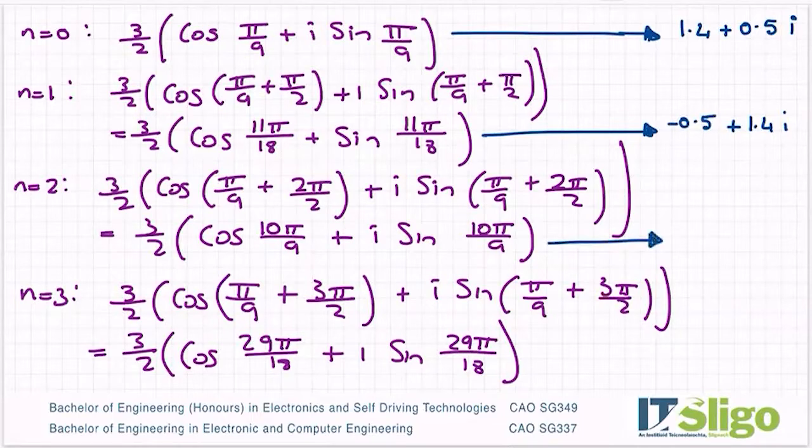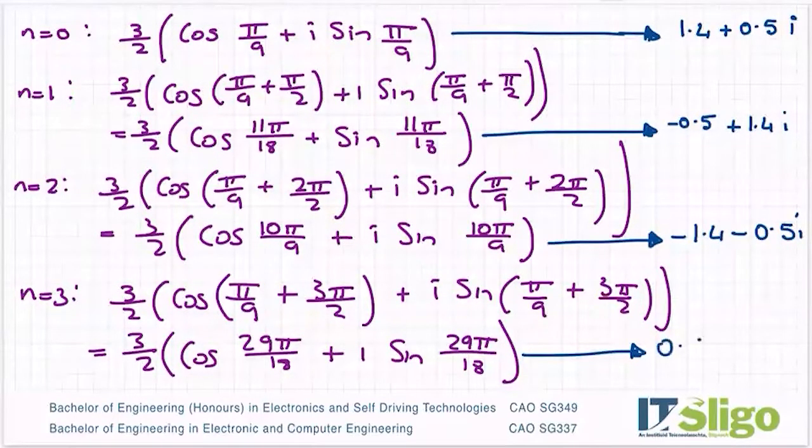Okay. The next one, 3/2, I have cos in my calculator here. So let's go 10 pi over 9. I'm getting minus 1.4 here, and then I'm going back to change cos to sine, and I'm getting minus 0.5i. And then this one, I have sine in the calculator, so I just need to change the angle to 29 pi over 18. So that's cos in my calculator, so 0.5. We go back and change him to sine. Minus 1.4i.